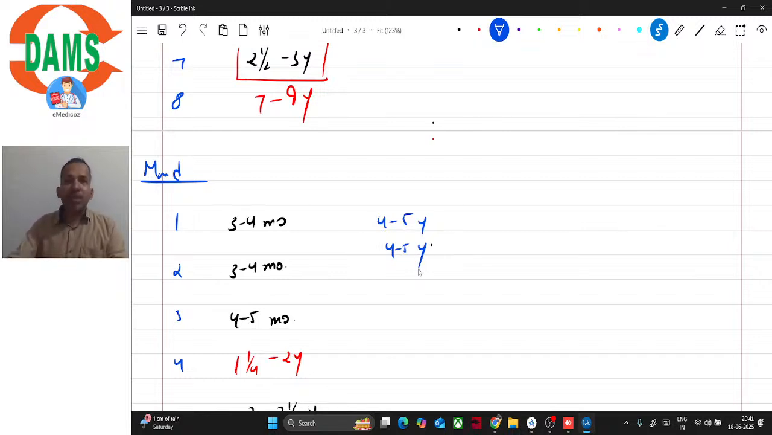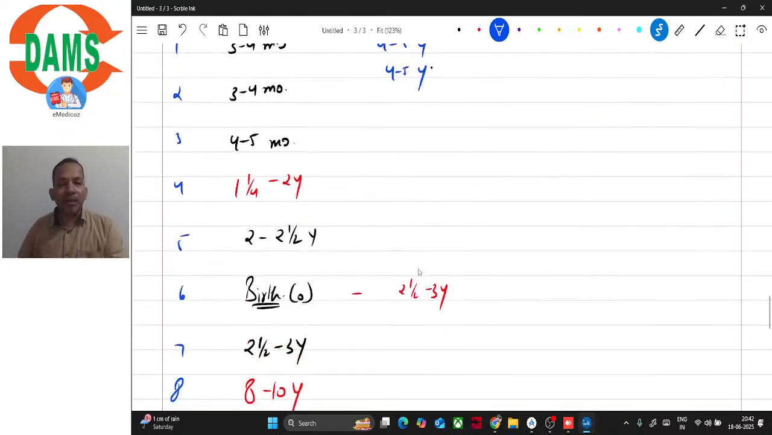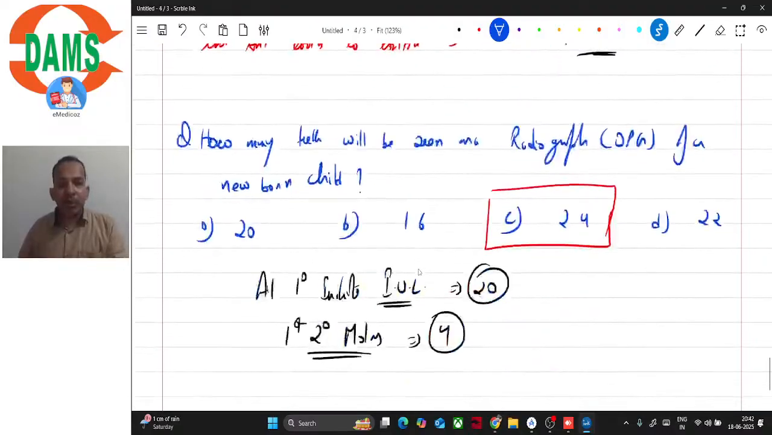Next, 5 to 6 years. So which two do you think would complete at 5 to 6 years? Would it be canine or the first premolar? Now remember that the canine is the longest tooth, isn't it? It is the largest anterior tooth, or you can say it is the largest single-rooted tooth. Isn't it? Canine is the largest single-rooted tooth.